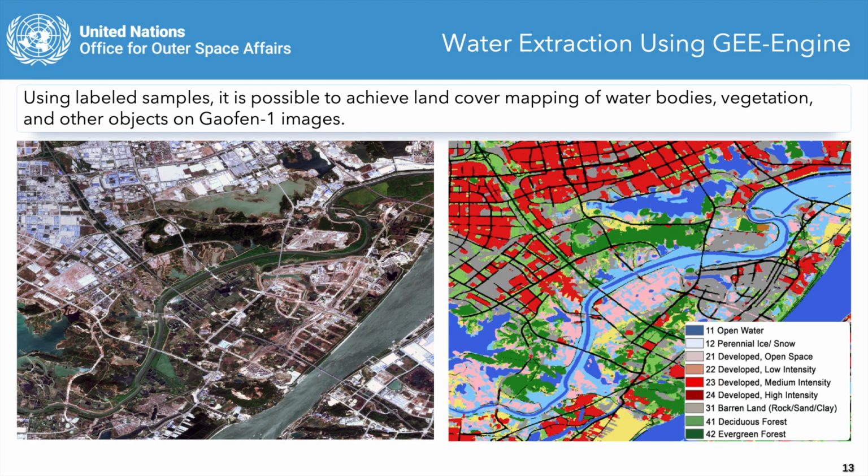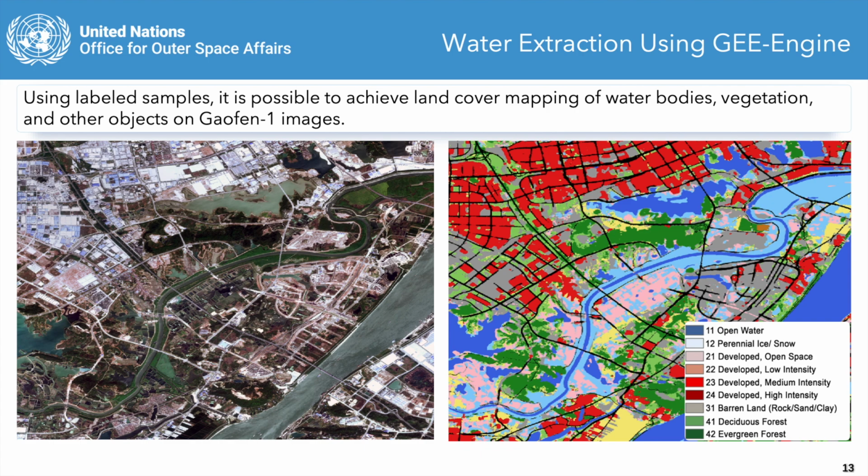This slide extends the water extraction workflow to UNU-INWEH imagery. Using labeled samples, similar classification methods can be applied to high-resolution satellite images to map water bodies, vegetation, developed land, forests, and other land cover types.